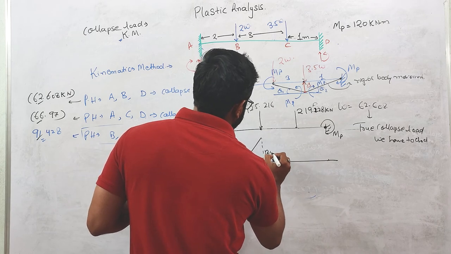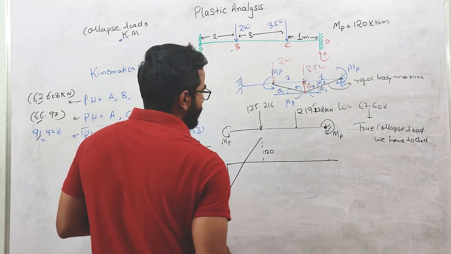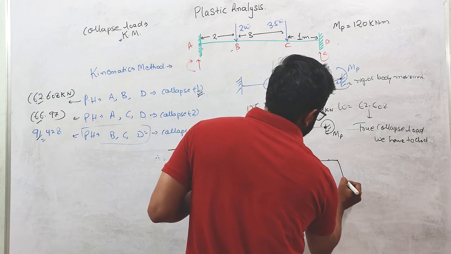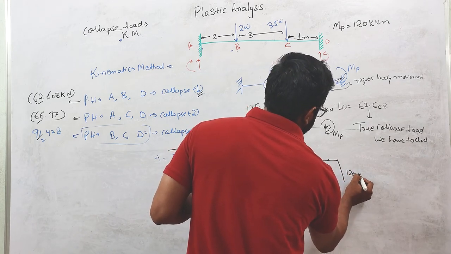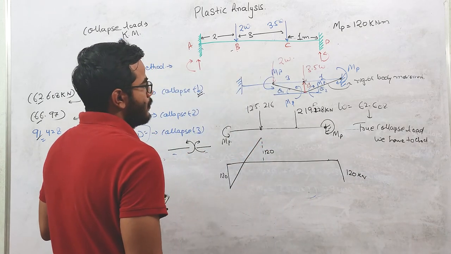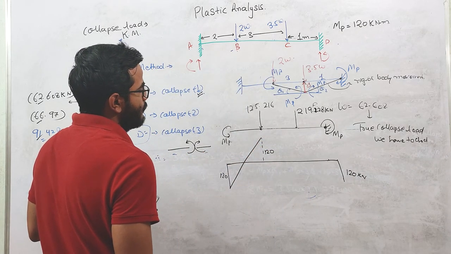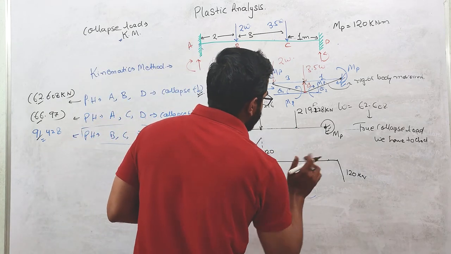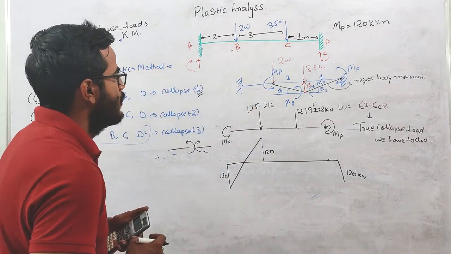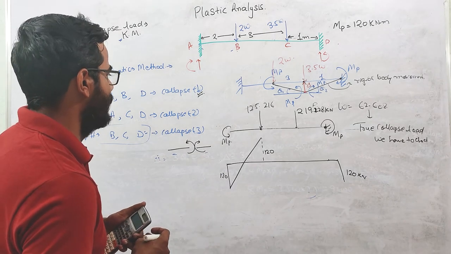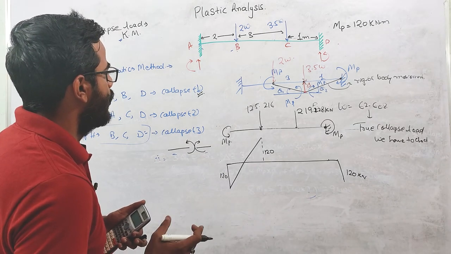This value is 120. This value is 120. And here also the moment is negative, so it will start below this axis. So this is 120. Under this load, we have to check what the value of moment will be. If this value is less than 120, then our yield condition will also be satisfied. Then how to calculate this?